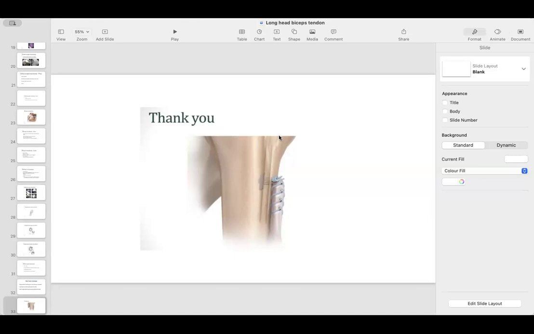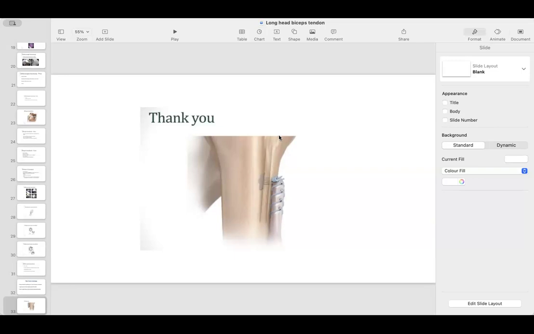Now, why not do a SLAP repair? SLAP lesion repair is always a debatable topic. Previously, people were doing a lot of SLAP repairs because it is technically easier. But the problem is postoperative pain and persistent inflammation in the long head of biceps, or sometimes over-tightening of the SLAP repair, which also leads to persistent pain and decreased functional outcome in overhead throwing athletes.